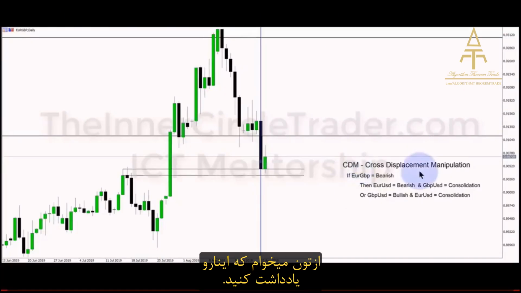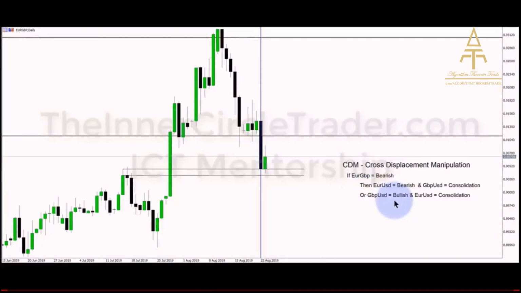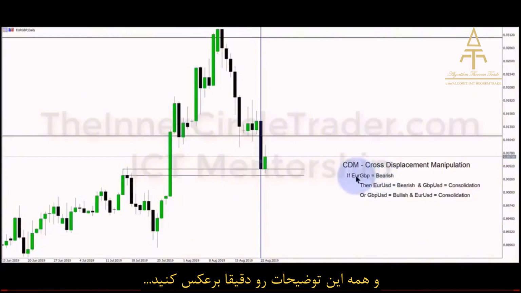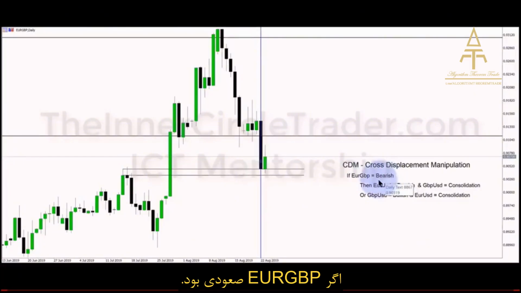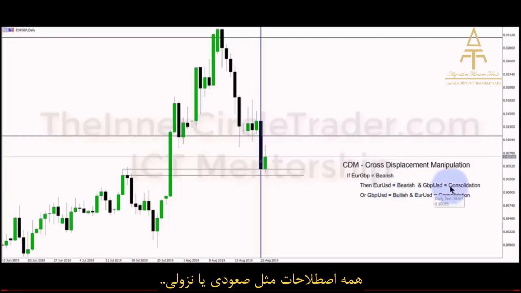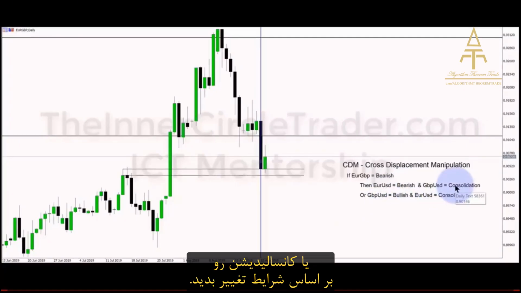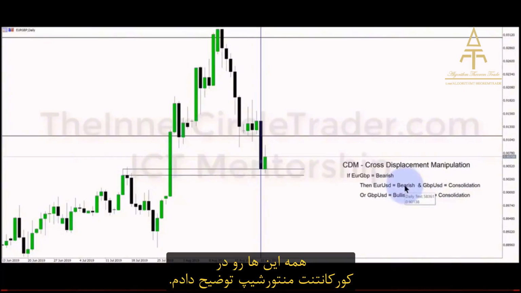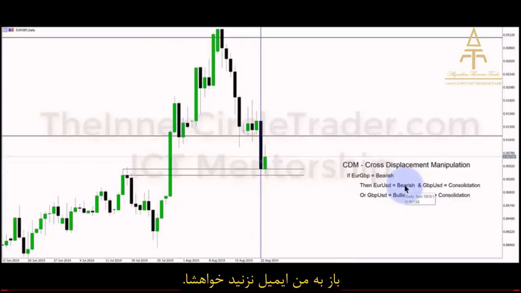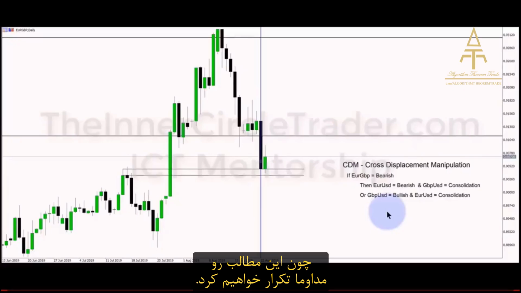So I want you to have this in your notes. It's spelled out here rather clearly, and everything would be said in the opposite if euro pound was bullish. Just replace everything you see here in terms of the pair, the bullish or bearishness, and consolidation would be the opposite of whatever this would be. And again, it's taught in the mentorship core content, so don't go crazy. Don't send me emails about all this stuff because these are things that we'll be repeating over and over again, and eventually you'll come to those specific lessons in the mentorship core content.